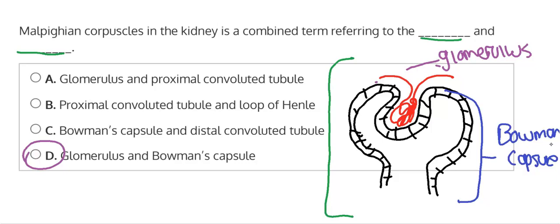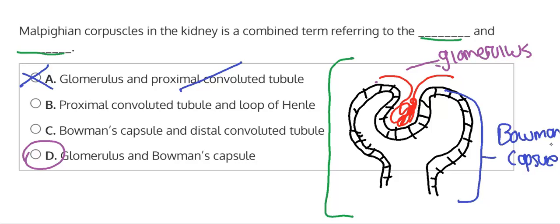So taking a look at the other choices, we know that these would be incorrect because looking over here, we have the glomerulus, which was correct, but it also says proximal convoluted tubule. And this is a tube that's used in the reabsorption and the concentration of urine. It might help to filter back things that don't need to be removed, such as different electrolytes. However, this is not part of the Malpighian corpuscle, and therefore we know that A would be incorrect because of the proximal convoluted tubule, so we can remove that.